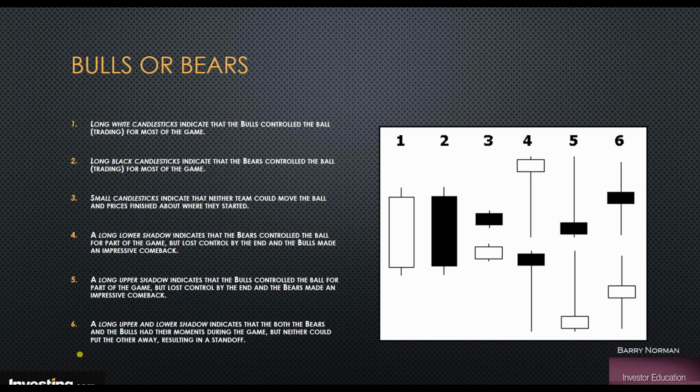And number 6 is a very balanced candle where the wicks on either end were relatively the same, and the price ended up with virtually no movement, in the center of the wicks. So number 6, a long upper and a long lower shadow, indicates that both the bears and the bulls had their moments during the game, but neither could overcome the other, resulting in a standoff.